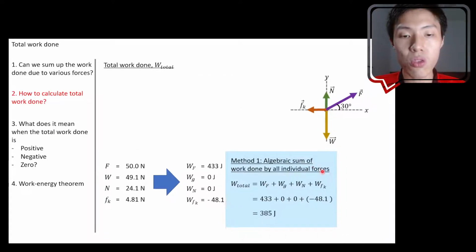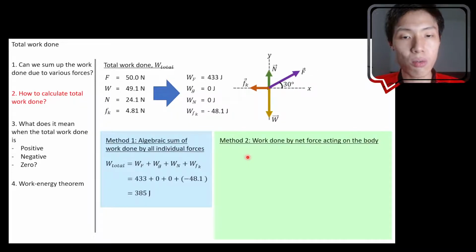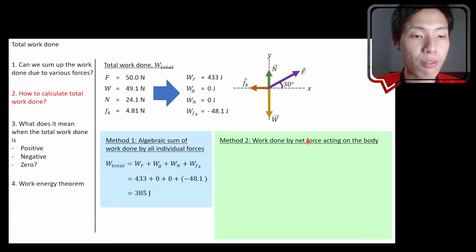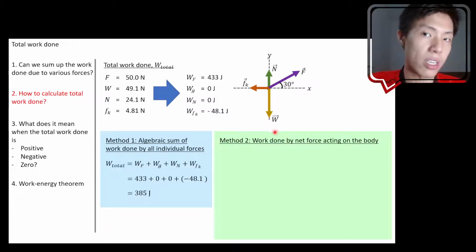But you can also have another method of calculating total work done. The second method is to find the work done by the net force acting on the body. Previously we found the work done by all the forces individually, then summed up the work done. But there's another way, which is to find the net force first by summing up the forces. Then from the net force, we calculate the work done using F s cos theta, just that now F s cos theta becomes the net force times s times cos theta.